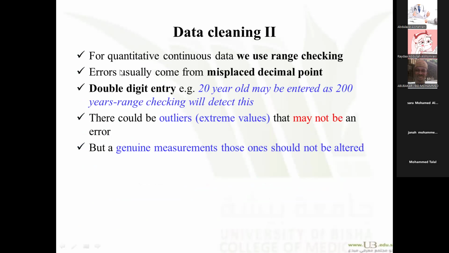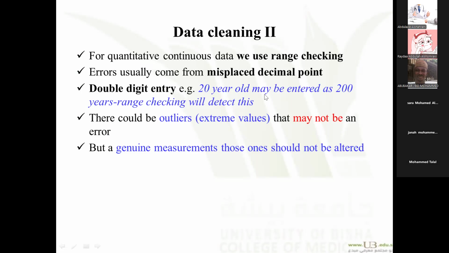Now, for quantitative continuous data, we use range checking. For example, the age range, or let's say the level of hemoglobin. We have a range of hemoglobin level for males and females. So you use the range to check if the data is quantitative and try to identify some misplaced decimal points. For example, you want to have an entry of a 20-year-old and mistakenly maybe the data entry clerk made it 200. How can you have somebody who's 200 years? You know it's not realistic.